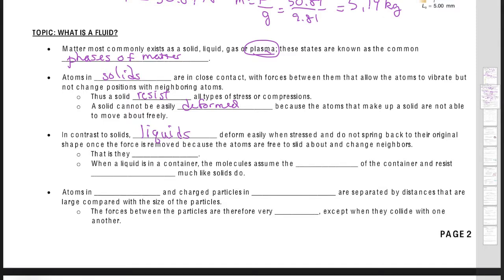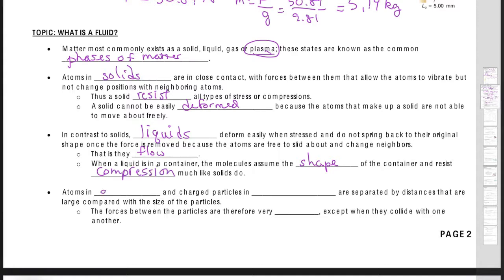And now that is, they flow, right? So they're allowed to move on their own with really no resistance to that. Now, when a liquid is in a container, the molecules assume the shape of the container and resist compression much like solids do.